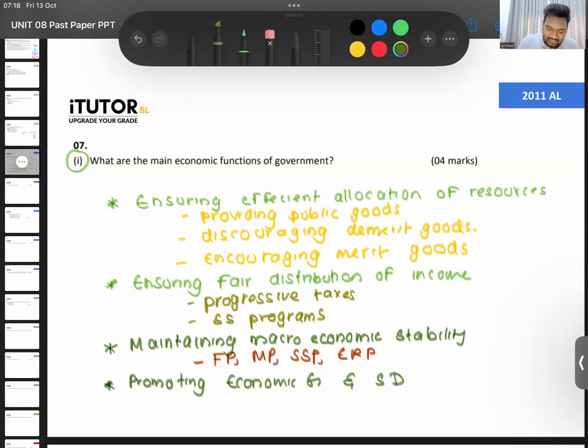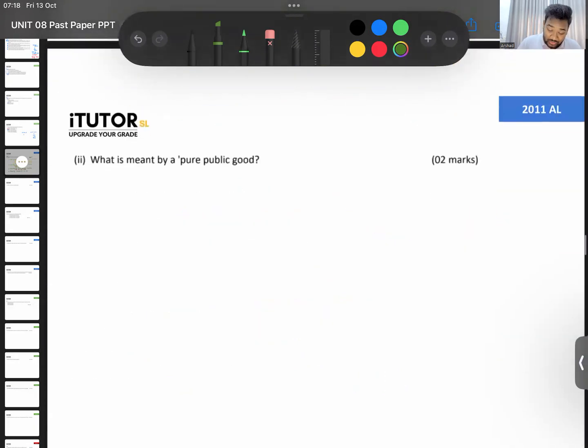So for this answer, if you can write 4, it's more than enough, and you don't have to explain, because they're asking what are the functions. So when it's what, you can give it in point form. We'll go to the next question, 2.